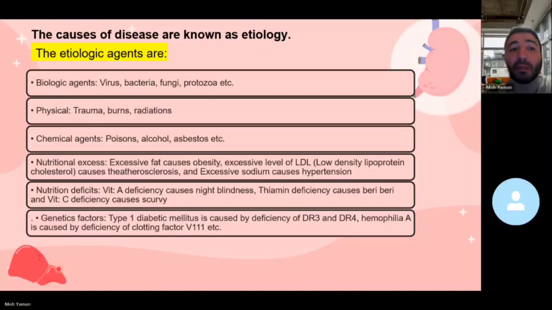There is the third factor, nutritional. For example, a high level of LDL or a low level of low density lipoprotein cholesterol. As well, there is excessive sodium that causes hypertension.